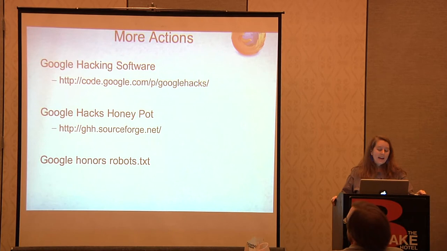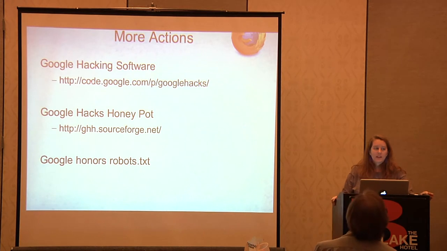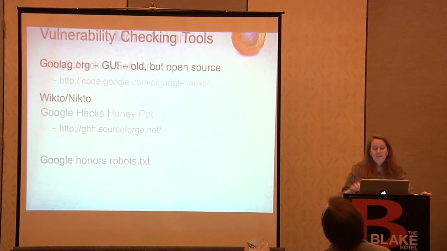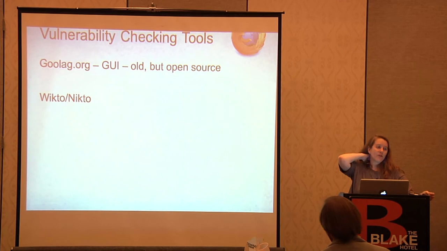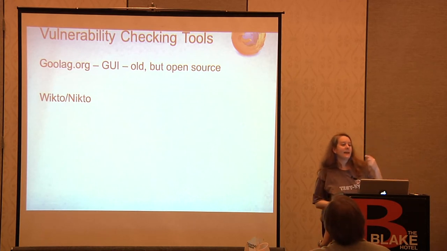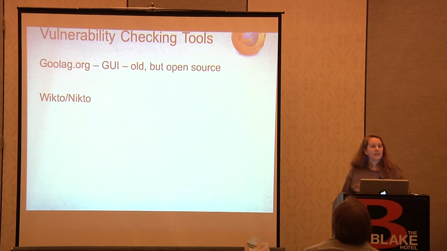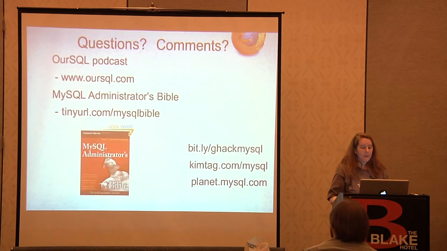So more actions, there's Google hacking software. There's Google Hacks Honeypot, which is kind of neat. And just as a note, Google does honor robots.txt, or at least did at the time of this writing. And there are vulnerability checking tools, Gulag, Wikto, Nikto. These are things that have Google queries in them. Like Crap Scan is stuff where you could save it, these have libraries of ones that you can just say run against my site. These are the desktop tools actually that I was talking about.